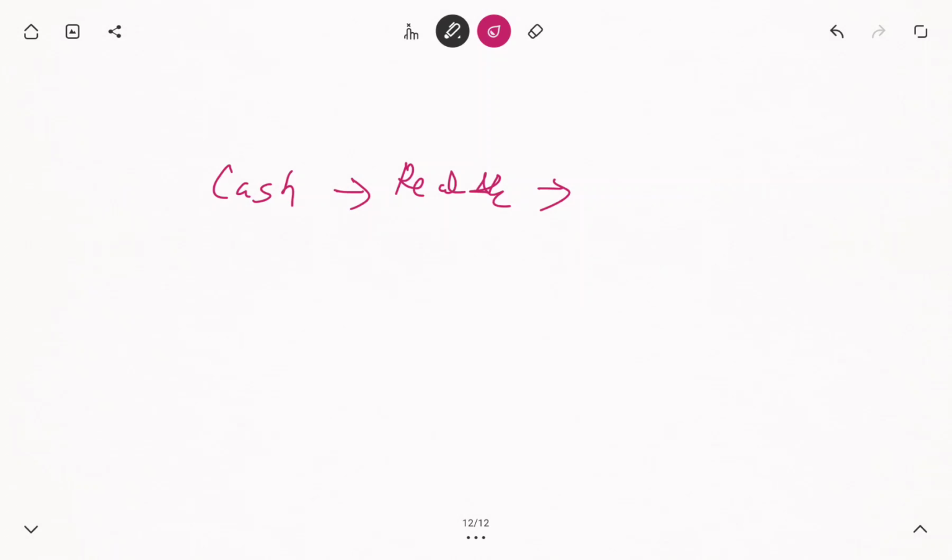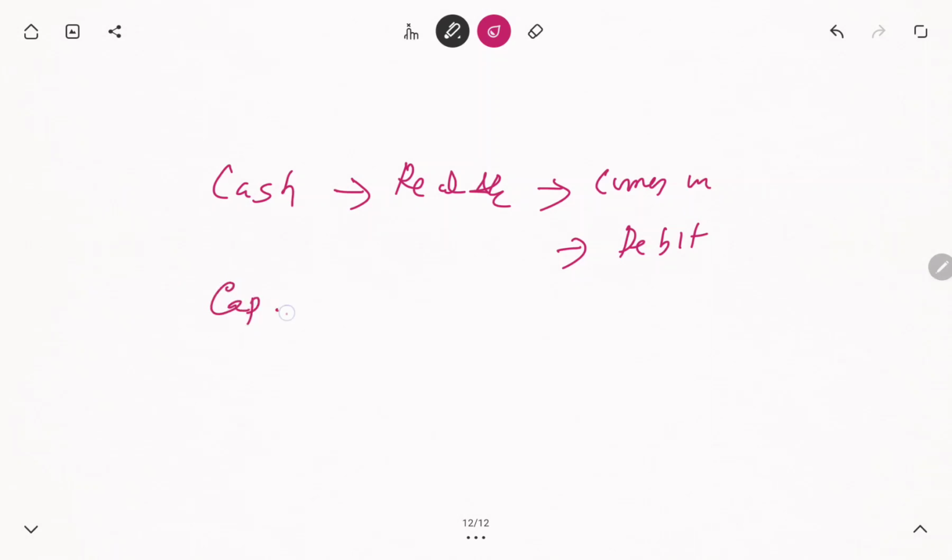Here, for Raman and Co, this cash is coming in. So what is the rule telling? Debit what comes in, credit what goes out. So debit. That's all.